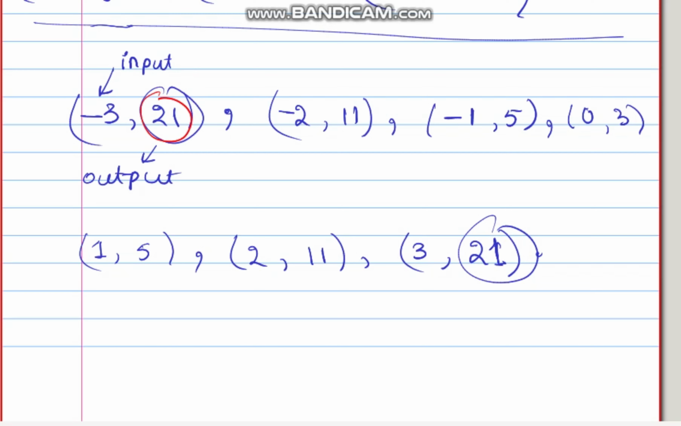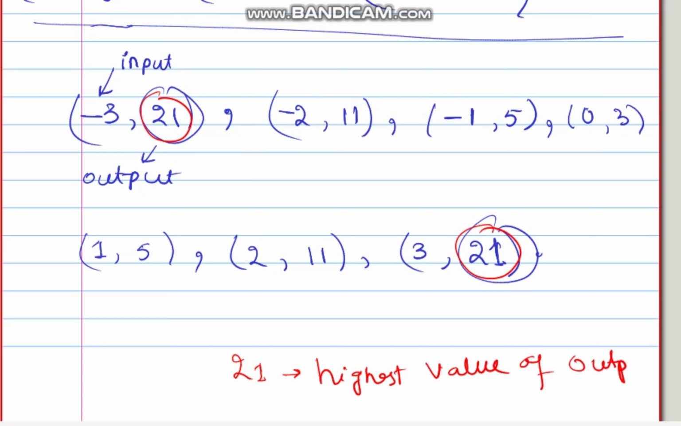This is 21. I am writing 21 as the highest value. Highest output value. I think the spelling of highest is wrong. Let me correct it. Sorry for that. Highest value of output. 21 is the highest value. It is a very important point. And let me try the red pen for the points.